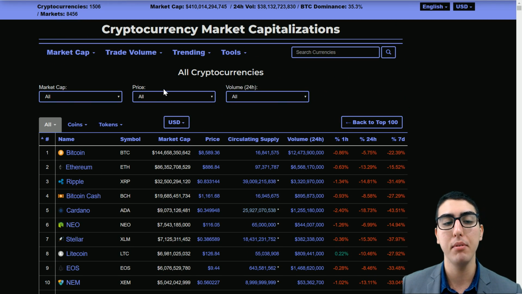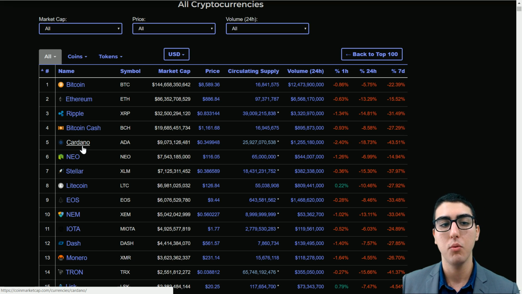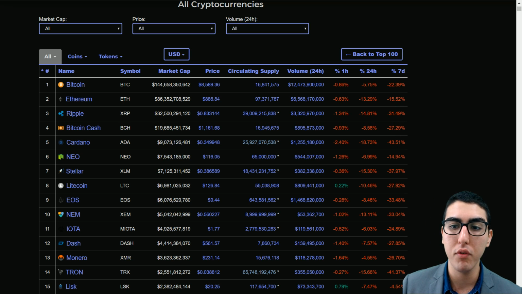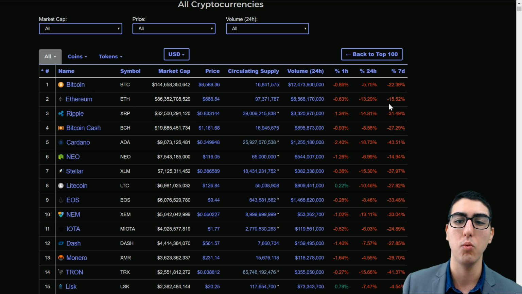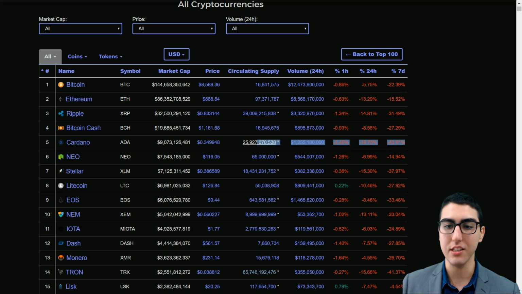But looking at the total market, you can see with Bitcoin, Ethereum, Ripple, Bitcoin Cash, Cardano, we're seeing some major correction here, especially in the 7-day, all of them over 15%. Ethereum really seeing the best of it, and then as you can see, Cardano seeing the worst of it.